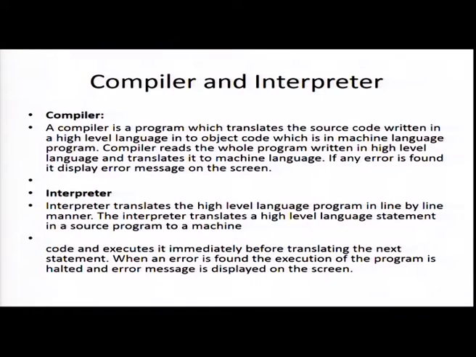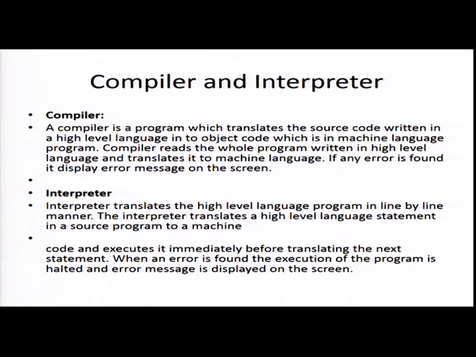I repeat again, the compiler is a program which translates the source code written in a high level language into object code, which is in machine language program. The compiler reads the whole program written in high level language and translates it to machine level language. If any error is found, it displays the error message on the screen.